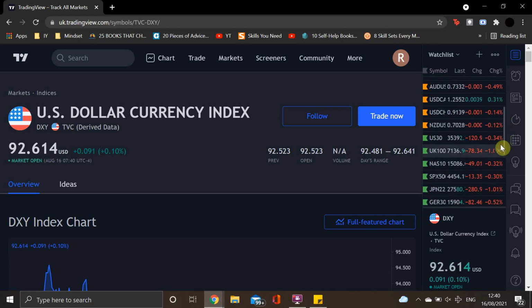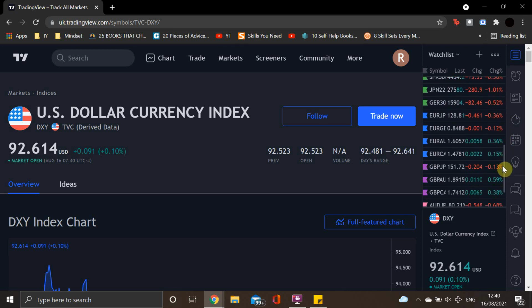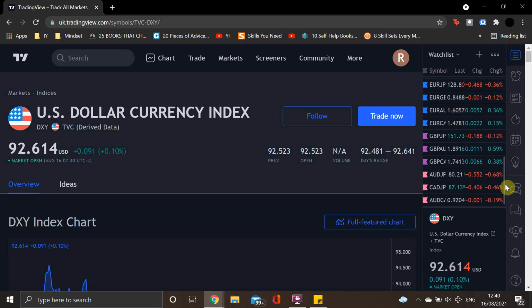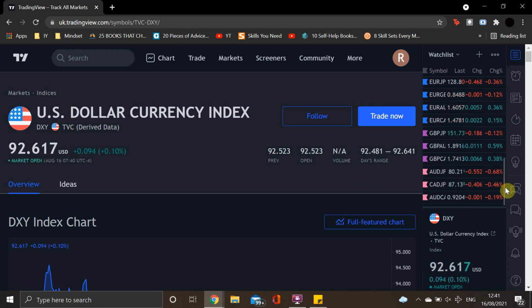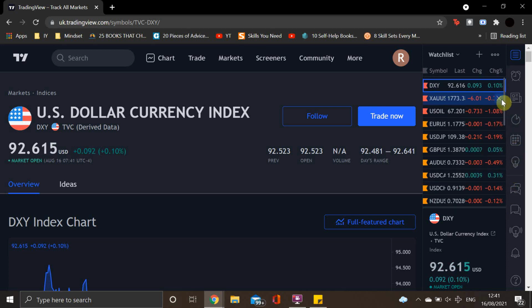And then maybe go on to indices. I could add in a few indices: US 30, UK 100, Germany 30 maybe. Euro is the second biggest currency. So I've got euro stacked with other major currencies, GBP stacked with other major currencies, and JPY stacked with other major currencies. And I've also got AUD and CAD together as well. So I've got some very good pairs to start off with, 100%.